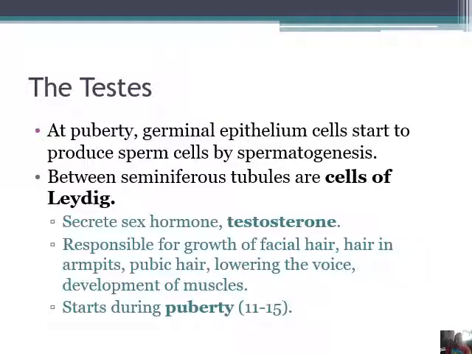Now, in between the seminiferous tubules are the cells of Leydig, or Leydig, depending how you feel like pronouncing it. This is extremely important. So the cells of Sertoli, the germinal epithelium, and now between the seminiferous tubules are the cells of Leydig. They secrete the sex hormone testosterone, and please remember this is responsible for the growth of facial hair, hair in the armpits, pubic hair, lowering of the voice, and development of muscles. And this starts happening between the ages of 11 to 15.